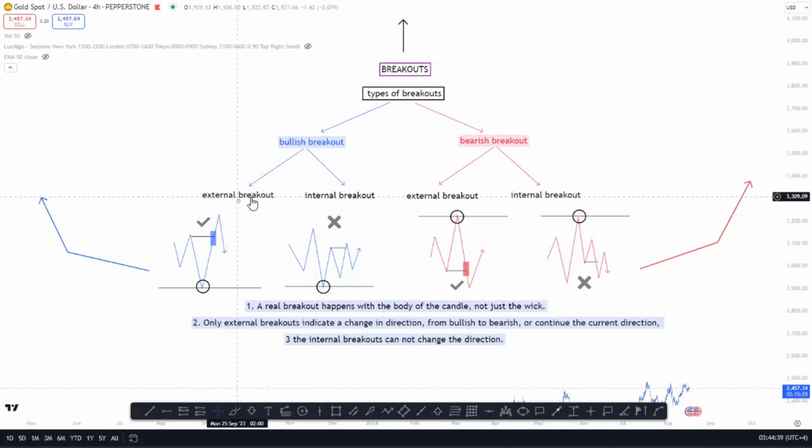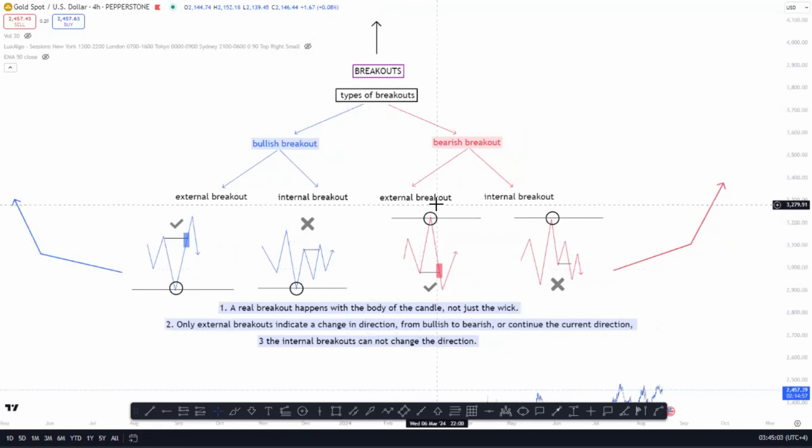For the bullish external breakout, it's when the price breaks the last A shape that was created before the price touched our fresh level. Bullish internal breakout: it's when the price didn't break the last A shape that was created before the price touched our fresh level, but it breaks the A shape that was created after the price touched our fresh level.